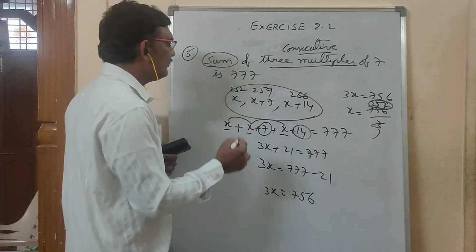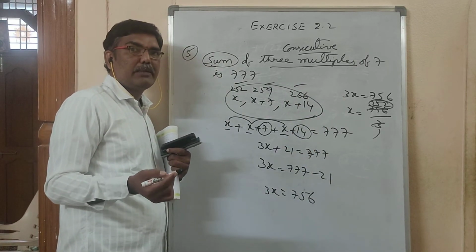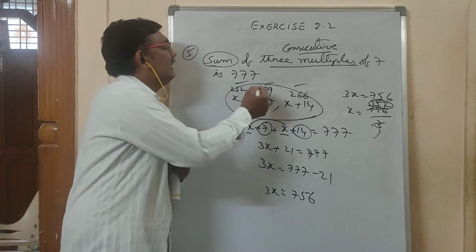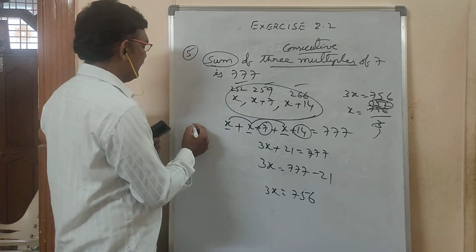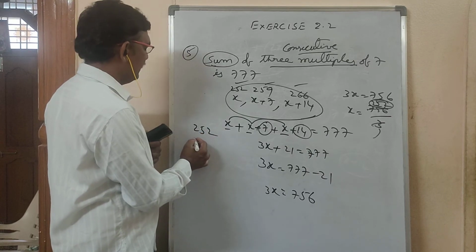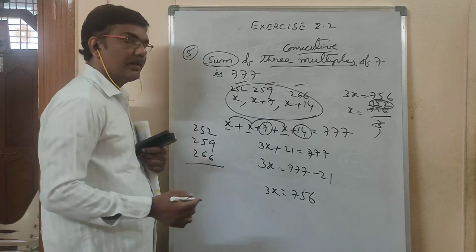266. These three are what? Multiples of 7. These three are multiples of 7. That 3 if you add, you should get 777. Are you getting or not? We'll see it. 252 is one number. 259 is one number. 266 is one number.